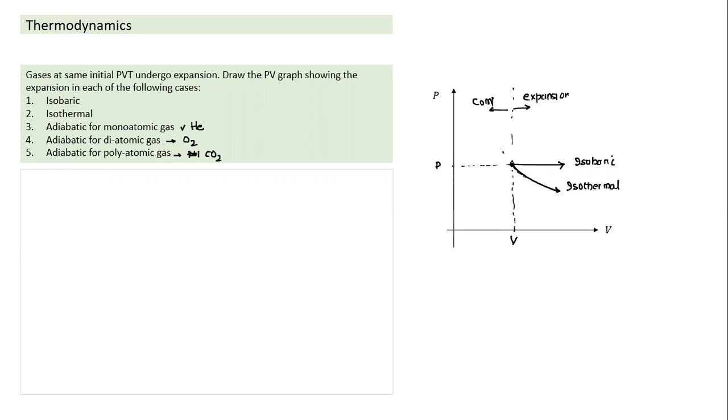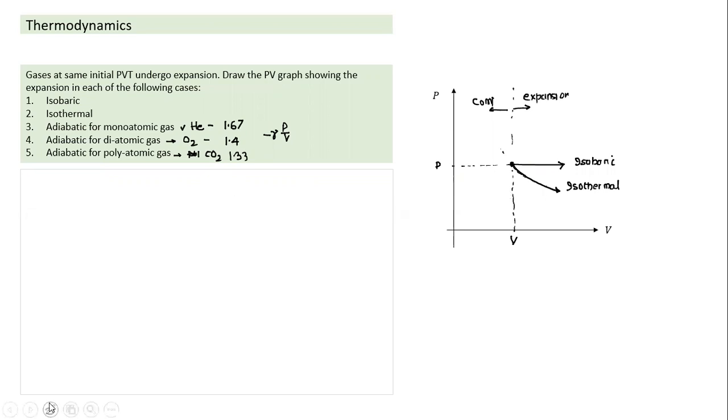Because if I take the slope at this point, the slope of an adiabatic process is minus gamma times P by V. The starting point for all processes is the same, so P by V is the same, but it will differ by gamma. Gamma for helium is 1.67. For a diatomic gas, it is 1.4. And for this one it is 1.33. So among all three gases, monatomic will be steepest and polyatomic will be flattest, but even the polyatomic will be steeper compared to the isothermal curve.